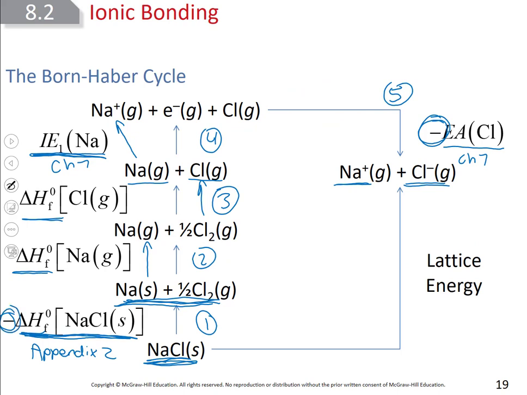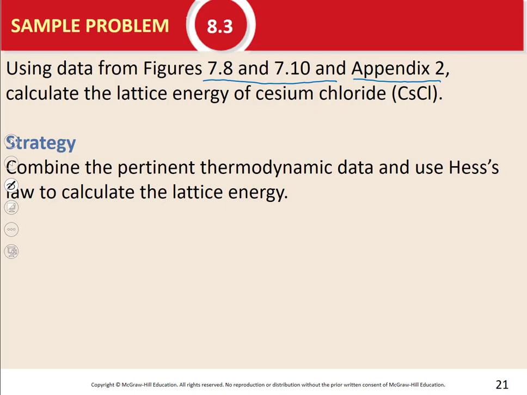Because it's going in reverse. Instead of forming the compound, we are breaking the compound apart. So if I look in Appendix 2 and I see that cesium chloride is negative 442.8, I'm going to make a negative of that, negative, negative, and that becomes positive. So that is the standard enthalpy of formation for cesium chloride. All right, so that's step 1.